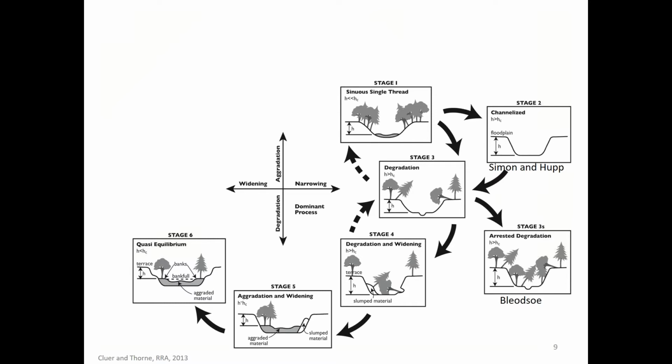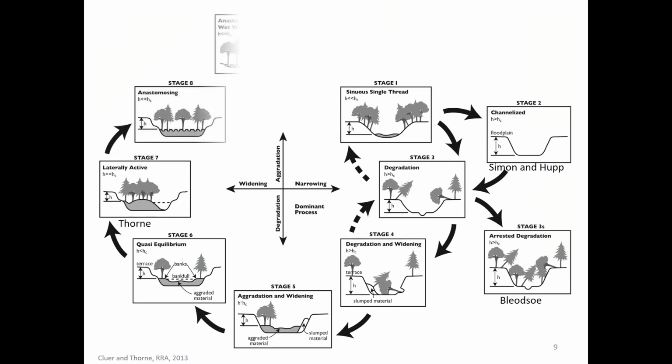You start with a single thread channel. The channel gets deeper because of some disturbance or because of channelization. It goes through steps of degradation and widening, followed by aggradation and widening, and back to a quasi-equilibrium, which is still a sinuous single thread channel. And what Colin added in the 1990s is this stage 7, a more laterally active, wider channel with a riparian belt, back channels, and an inset floodplain.